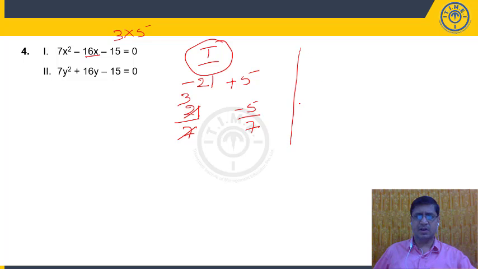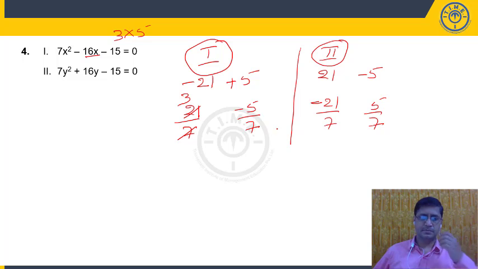What about the second quadratic equation? If you observe the question, quadratic equation 2. Now same thing here, 7y square plus 16y minus 15 is given. So what are the possibilities? Here plus 21 and minus 5 are the factors. So plus 21 and minus 5 is equal to 16. And what about the roots? Minus 21 by 7 and 5 by 7.